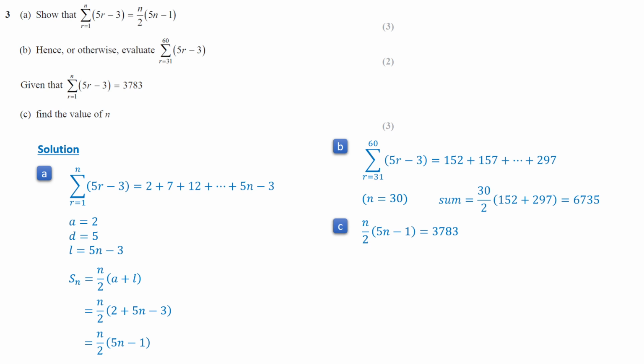Moving to question C, the sum of the first n terms is 3,783. So, n over 2 times 5n minus 1 equals 3,783. To solve for n, first multiply both sides by 2 to eliminate the fraction, then expand the bracket and rearrange the equation to get 5n squared minus n minus 7,566 equals 0. Now, we solve this quadratic equation using the quadratic formula. This gives two possible values of n, 39 or negative 38.8. Since n must be a positive integer, the only valid solution is n equals 39.